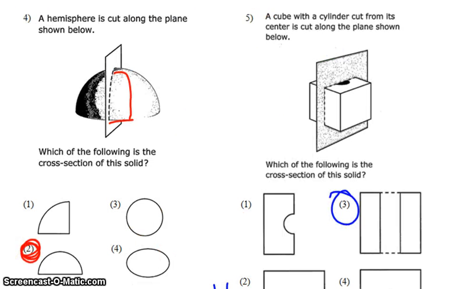We went over these next 3 questions in class. So number 4, when you take the cross-section of a hemisphere, remember all the cross-sections are circles, so a half of a circle should look like choice 2. Number 5, our answer is 3.